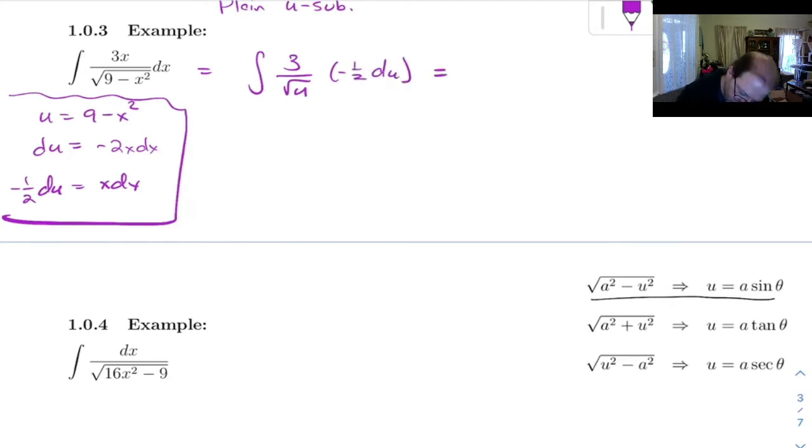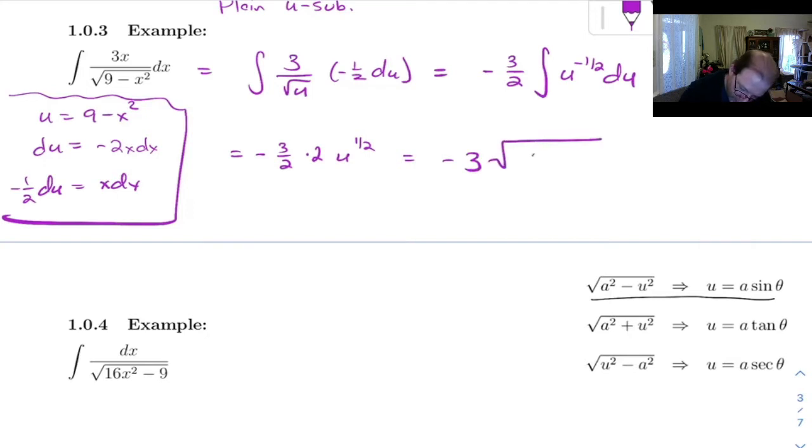All right, so I'm going to rewrite this. I'm going to bring the minus 3/2 out front. Integral of u to the minus half du. So let's see, if you integrate u to the minus half, you get u to the positive half. Then you have to divide by a half, which is multiplying by 2. And so we wind up with negative 3 u to the 1/2. Let's just go ahead and rewrite u as 9 minus x squared plus c. I guess I should have a plus c there too.